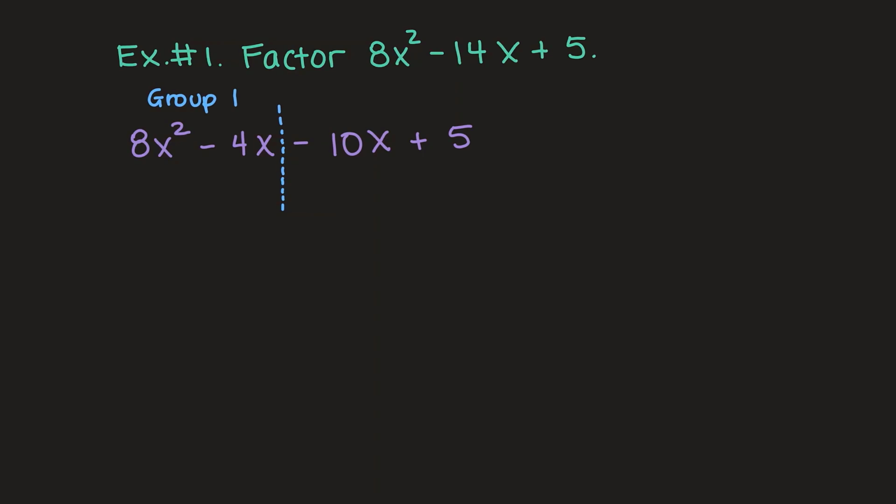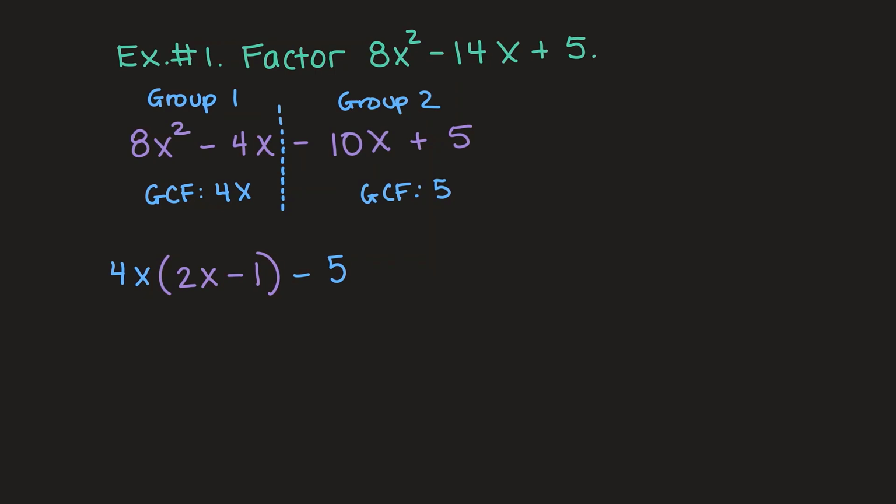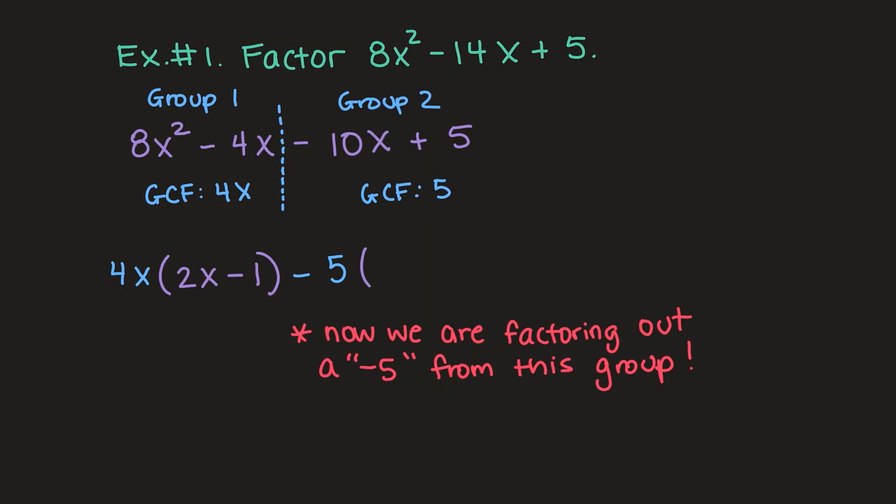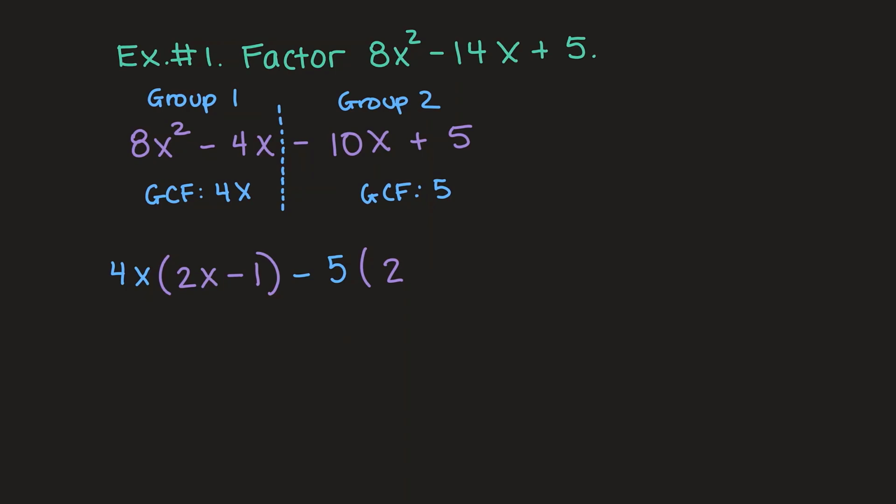So we split the polynomial into two groups, and the greatest common factor for the first group is 4x, and the greatest common factor for the second group is 5. So factor out the 4x from the first group, and we have 2x minus 1 left in parentheses. Bring down the minus sign, and factor out the 5 from the second group. Again, we need to be careful, because now we are actually factoring out a negative 5 from this group. So we will have to adjust the signs accordingly. So we will have positive 2x minus 1 left in parentheses.